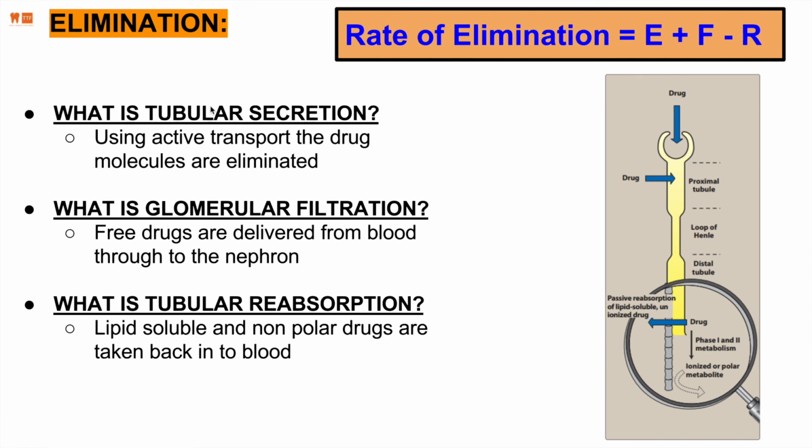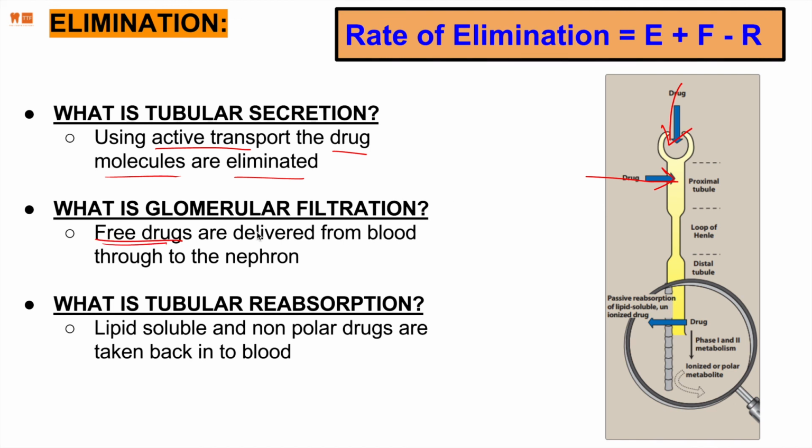So, breaking it down, what is tubular secretion? Using active transport, the drug molecules are eliminated. That's this, tubular secretion. What is glomerular filtration? Well, free drugs are delivered from the blood through the nephron, right here. It enters the Bowman capsule. Okay, terrible arrow, you guys. Please don't follow that arrow. I will redraw that arrow. That's really weird. Okay. There we go. This is glomerular filtration.